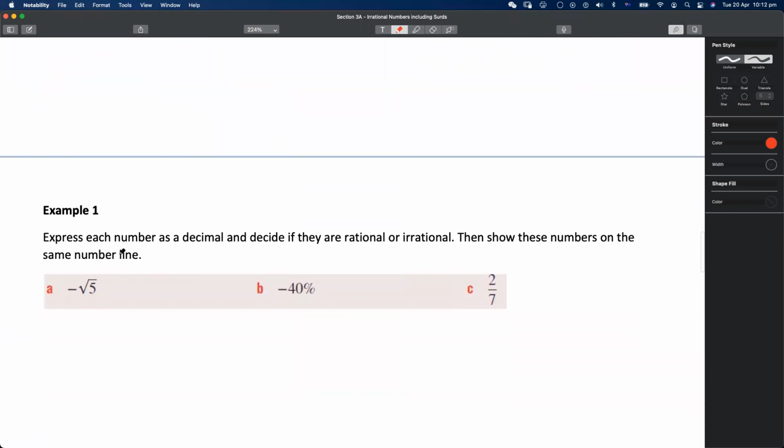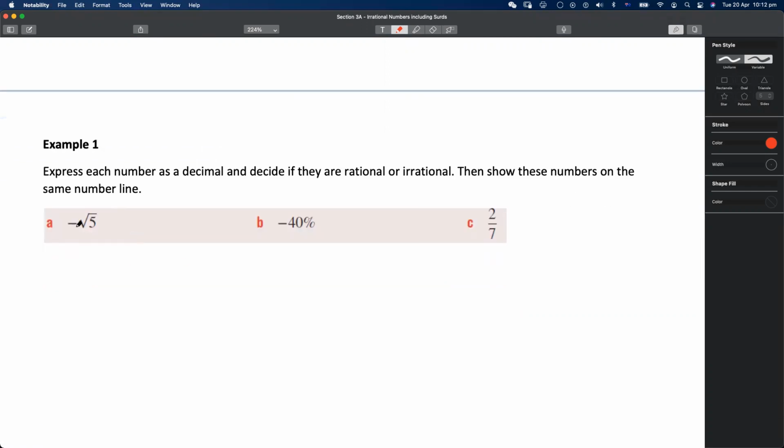Example 1: express each number as a decimal and decide if they are rational or irrational, then show these numbers on the same number line. First, this one, root 5. Root 5 is a surd, so it's going to be irrational. And if you really want to look at what it is, it's about negative 2.236.